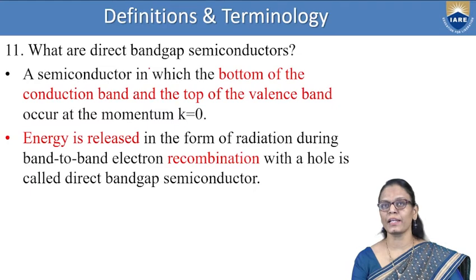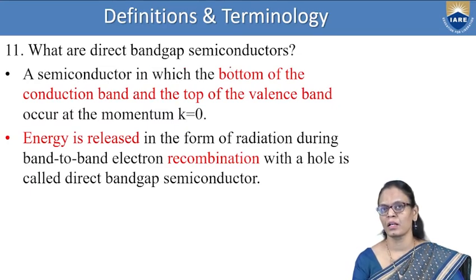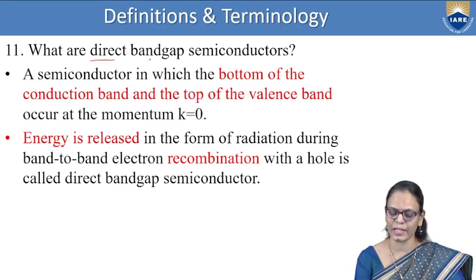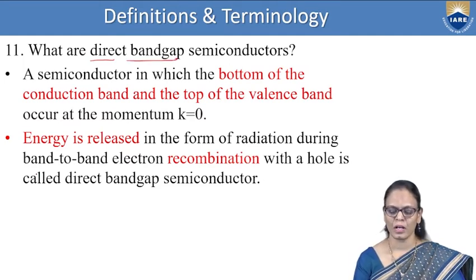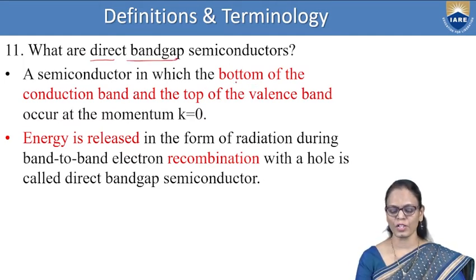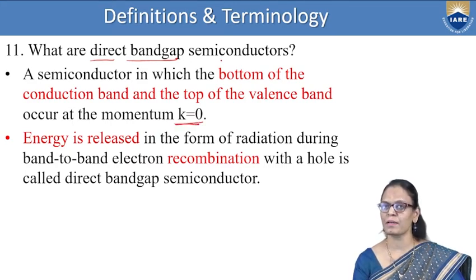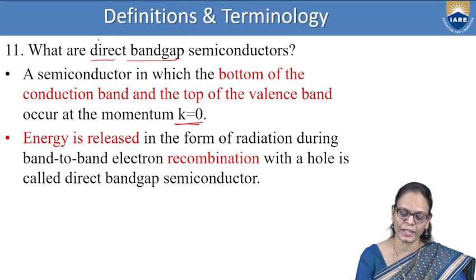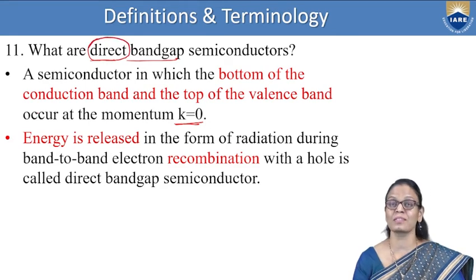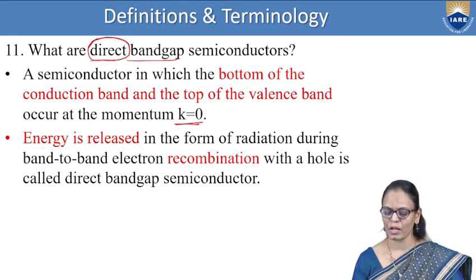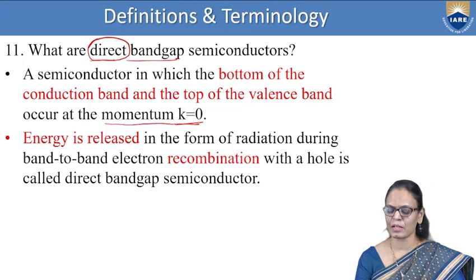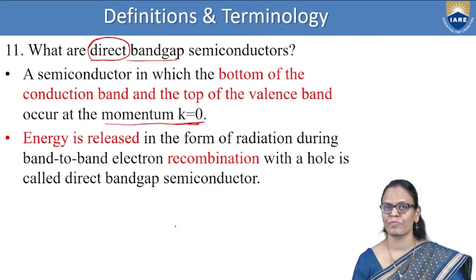Now, what are direct band gaps in semiconductors? What is a direct band gap? A semiconductor in which the bottom of the conduction band and the top of the valence band occur at the momentum K equal to 0. So, we have already discussed semiconductors and the band gap. Now what we are talking about is a direct band gap. The emphasis is here. What is a direct band gap? It occurs at the same wave vector.